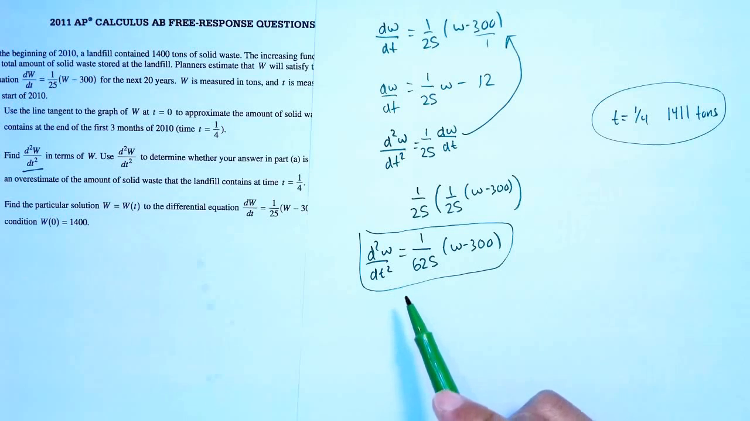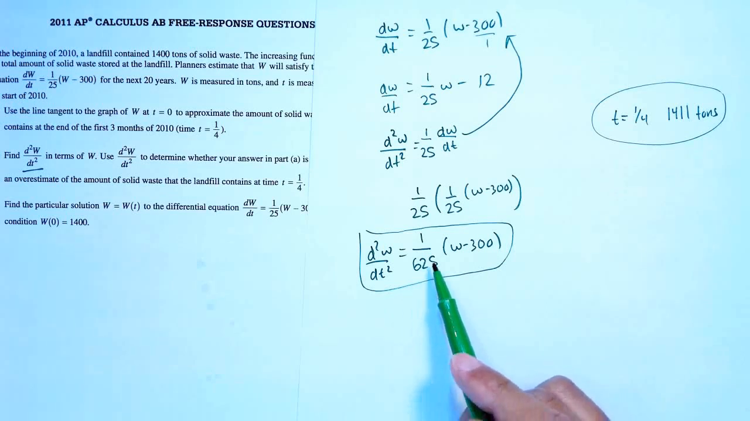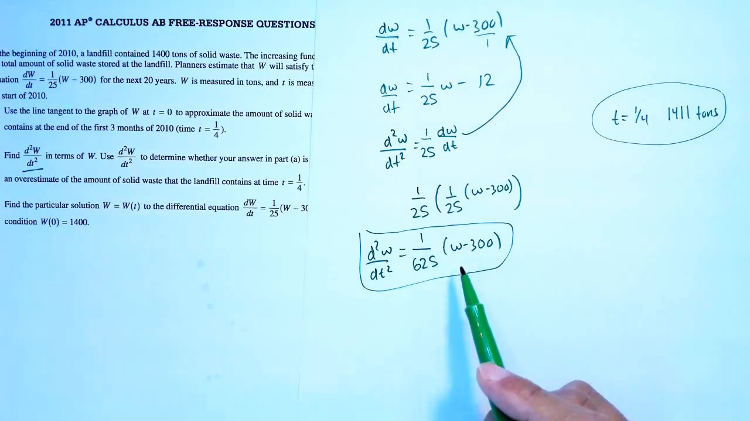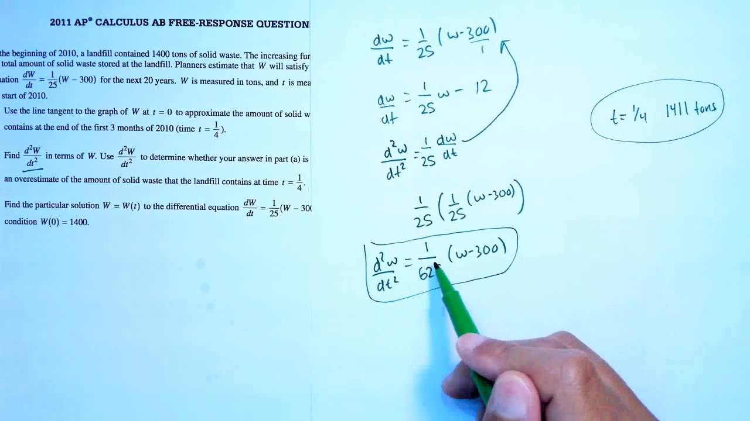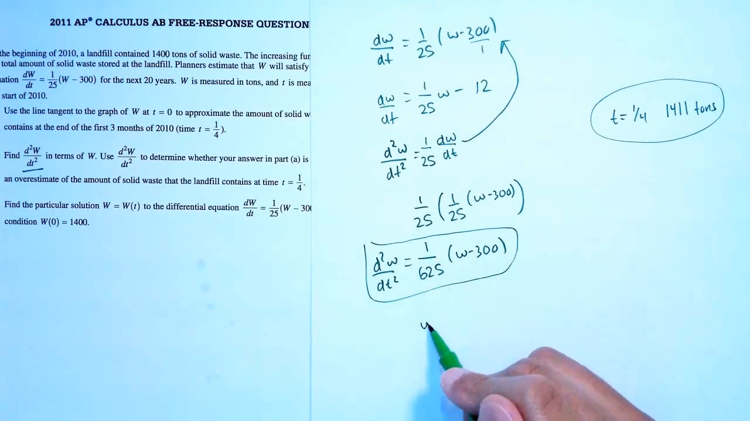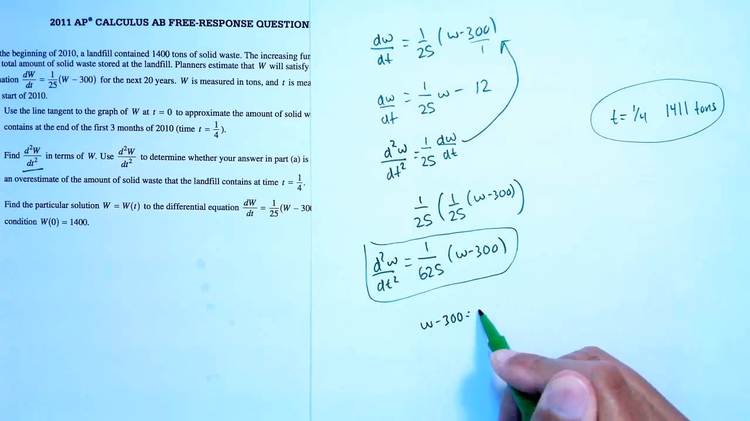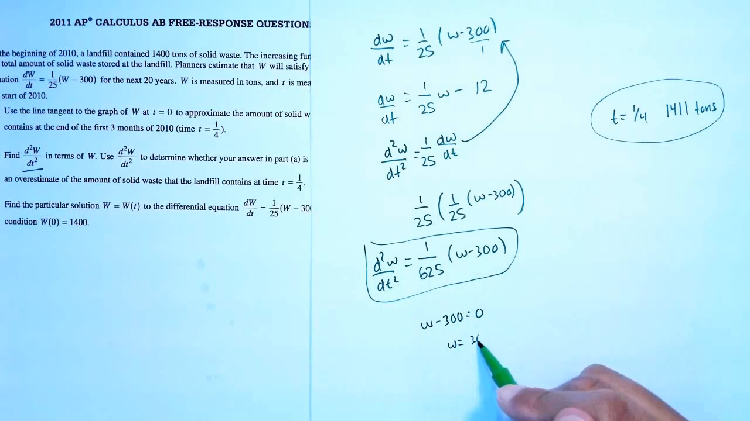Second derivative helps you find concavity. So if you were to take this and set it equal to 0 like you did in calculus, you're going to find your critical number. I don't really have to worry about this because it's just a constant. I'm going to set that equal to 0. W minus 300 equals 0. My critical number is 300.